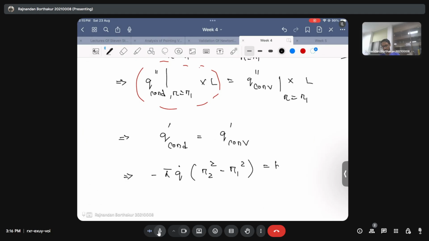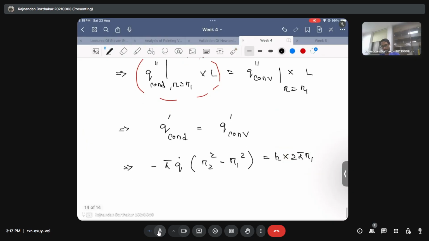This is the heat transfer coefficient times, instead of area, now it will become the perimeter, which will be 2 pi times r1. Again, the logic is the same. Ideally what we have written is the flux is h times delta T, that is the convection flux, but since you are calculating the removal rate per unit length, we need to consider the perimeter times delta T, which is basically Ts1 minus T infinity.